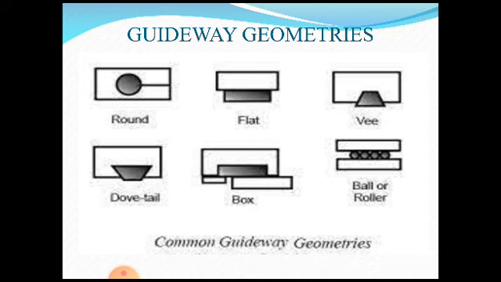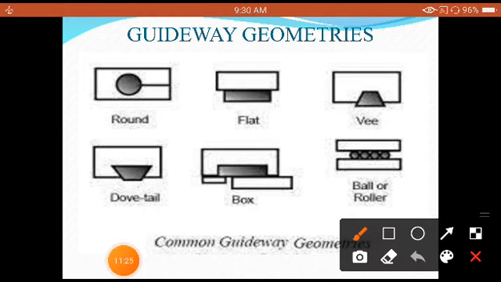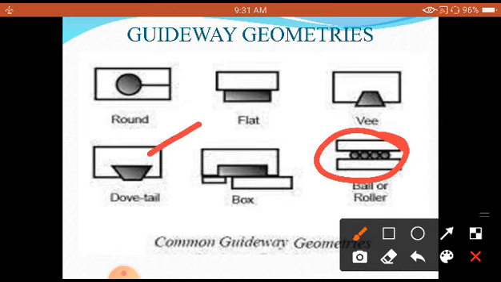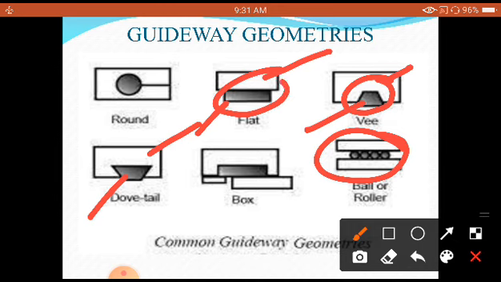So, like this. Here is one specialized element, very important, called balls or rollers sometimes. Try to understand: there is a direct contact between the moving element and the stationary element. In order to avoid that contact, we can go for the rollers.